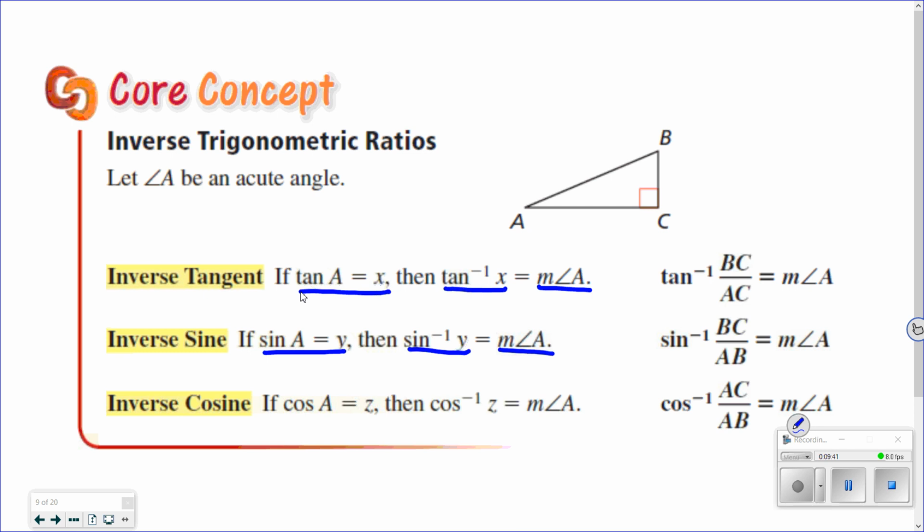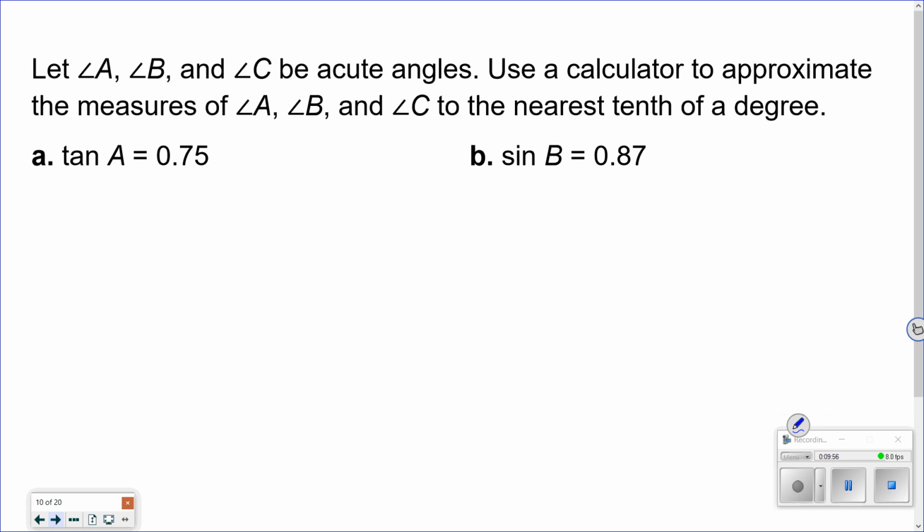So it's just working backwards, right? The cosine of A equals z. That tells me the inverse cosine of z equals angle A. So we can always work backwards to find out what those angles are equal to, and I'll show that to you right here. Okay, this is really simple. This is really just a calculator problem.